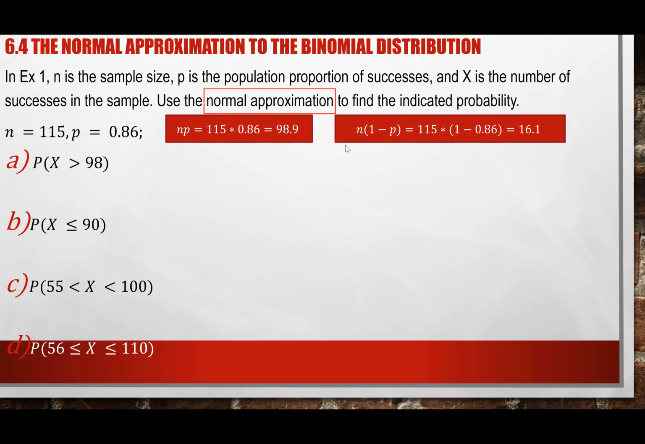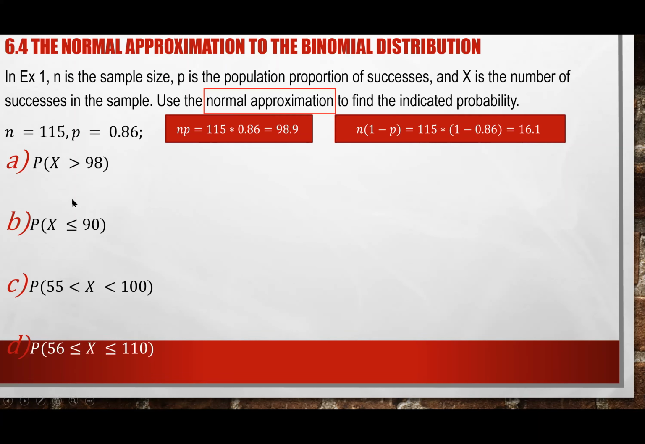So now, what do they ask us? They ask us to find the probability that x is greater than 98. So how do we find the probability that x is greater than 98? Just assume that we flip a coin 115 times. This coin is loaded, meaning one side will come out more than the other. Let's say the probability of the head coming out is 86%, and the probability of the tail coming out is 14%. You flip them, one side is heavier than the other side, and it comes out a lot more.